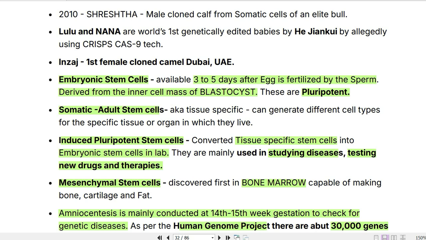And then we have mesenchymal stem cells, which are the stem cells derived from the bone marrow. These are capable of making bone, cartilage and fat. Okay, so that is all done.